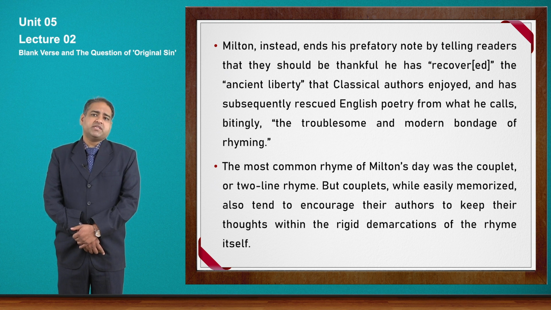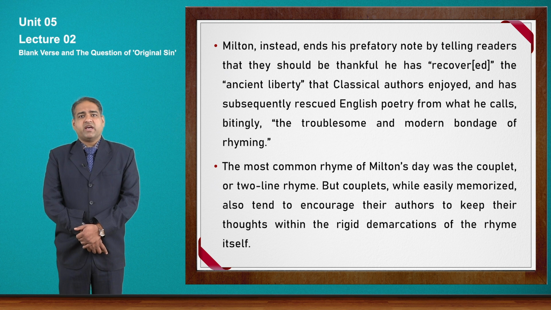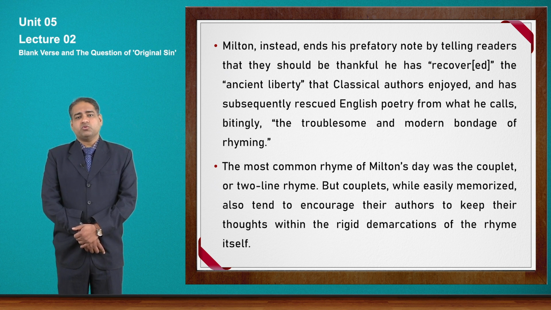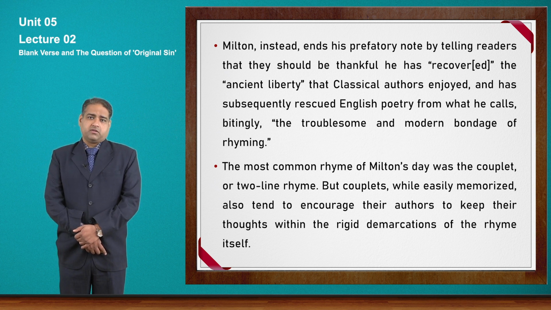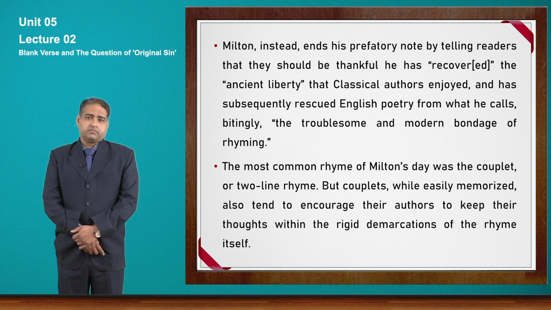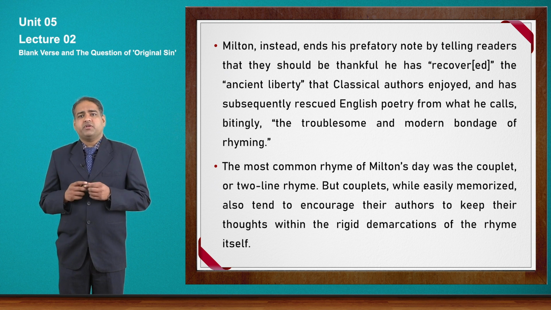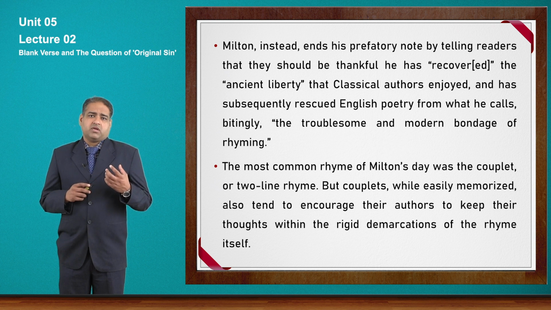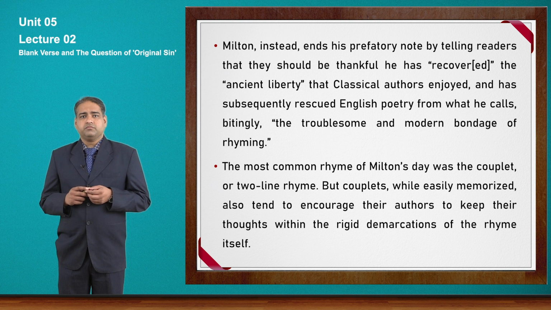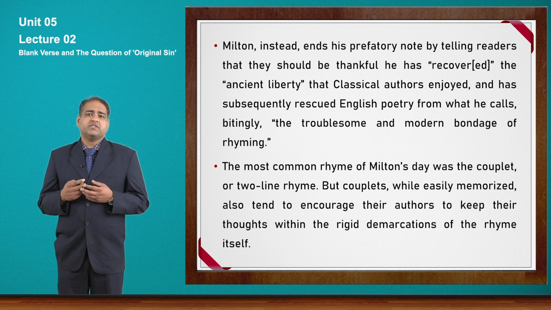Milton instead ends his prefatory note by telling readers that they should be thankful he has recovered the ancient liberty that classical authors enjoyed, and has subsequently rescued English poetry from what he calls, bitingly, the troublesome and modern bondage of rhyming. Friends, Milton considered rhyming as a burden on poetry. He wanted to free poetry from this, let's say, restriction, this binding of rhyming, which is why he wanted to recover the ancient liberty which the classical authors enjoyed. And when he is writing poetry, then obviously he must write following the ancient liberty or ancient ways of thinking.